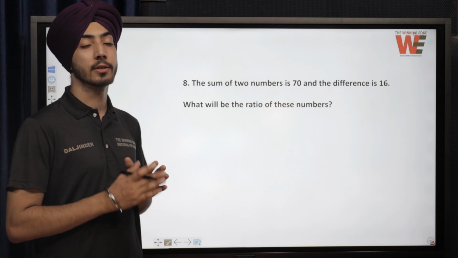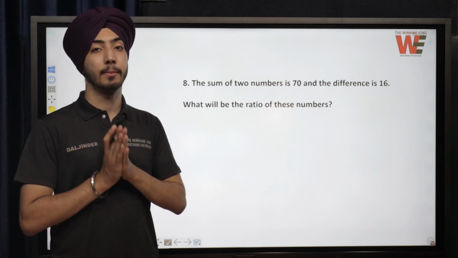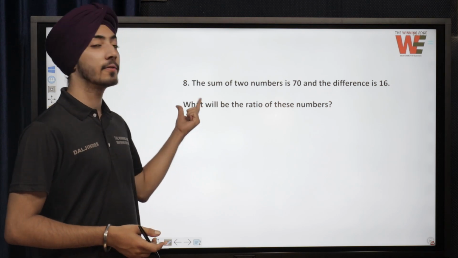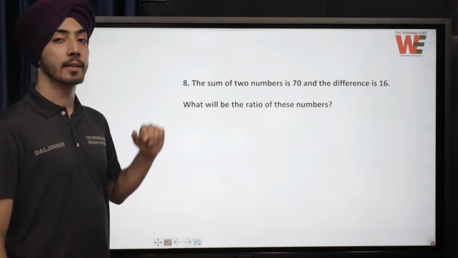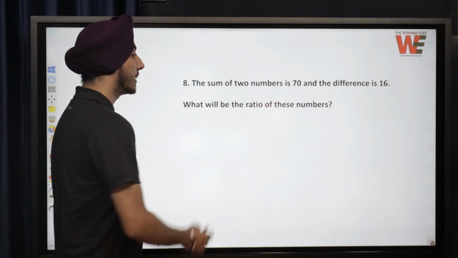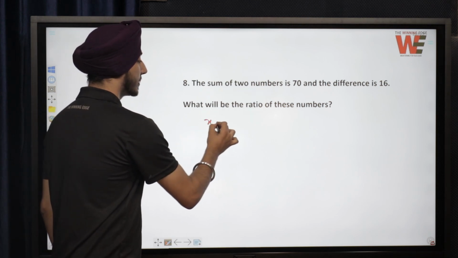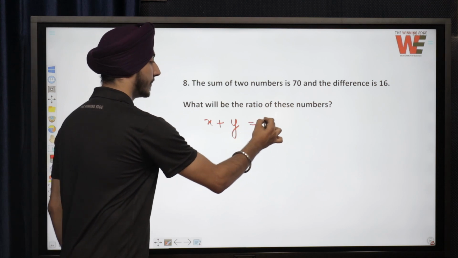Now this is a question which is a compilation of two topics. One is your ratio proportion, the other is simultaneous equation. So first we'll have to find out the value of two numbers by using the method of simultaneous equation, and then we'll find the ratio. So first we'll put this English question into mathematics. So it says sum of two numbers. Now let the numbers be x and y, and their sum means addition. So x plus y is equal to 70.